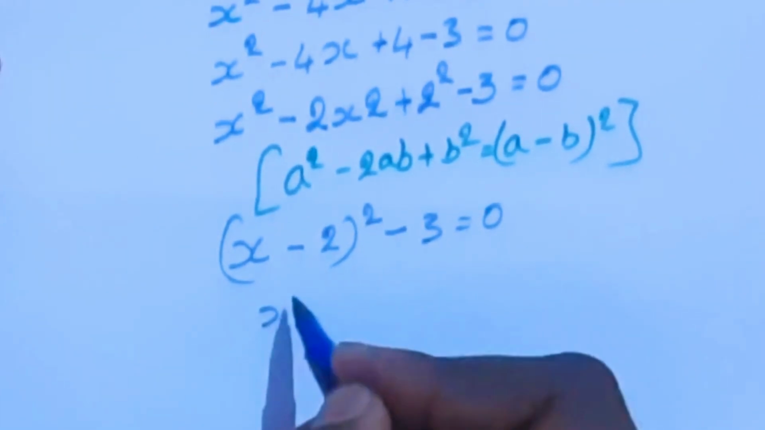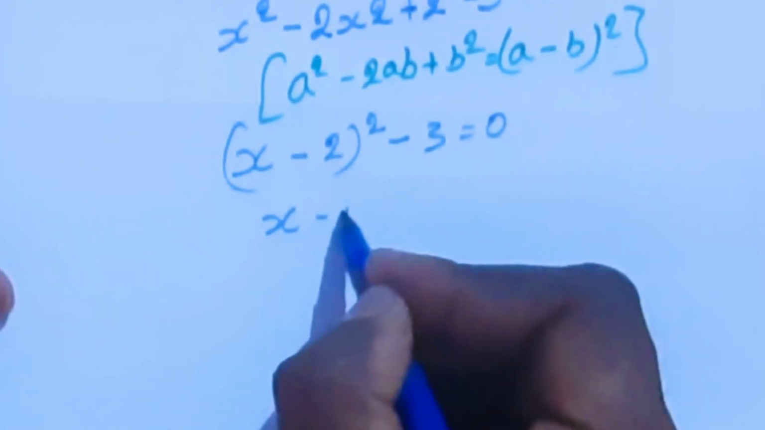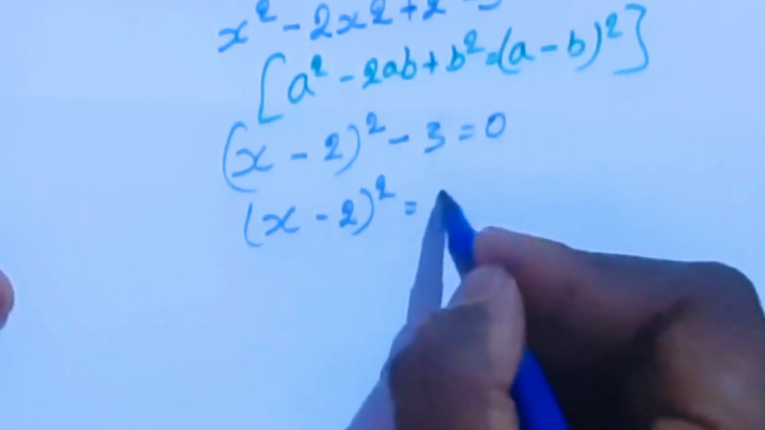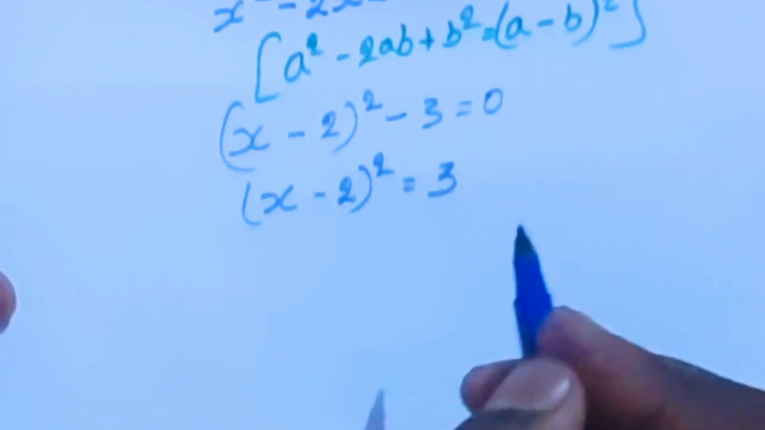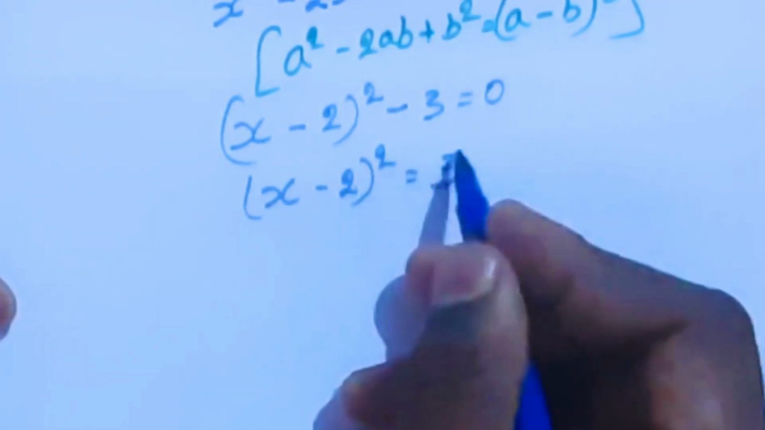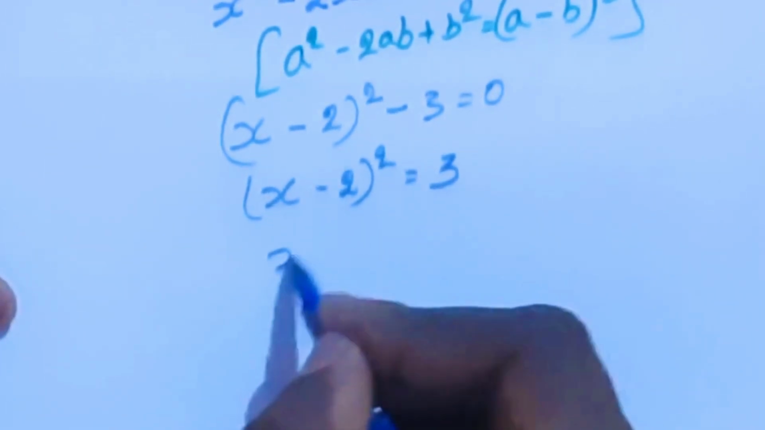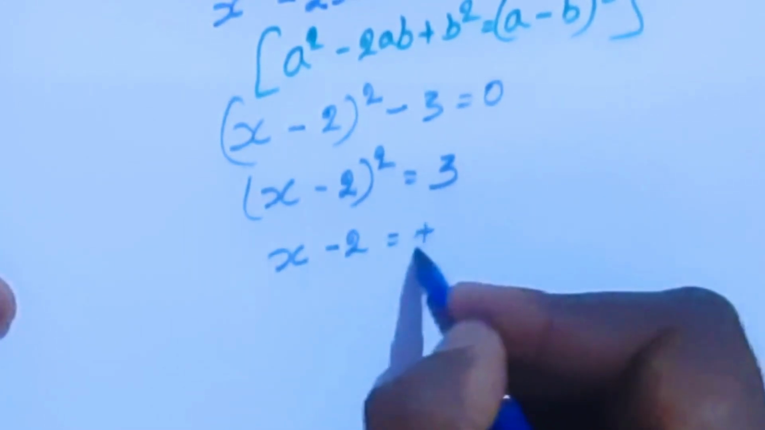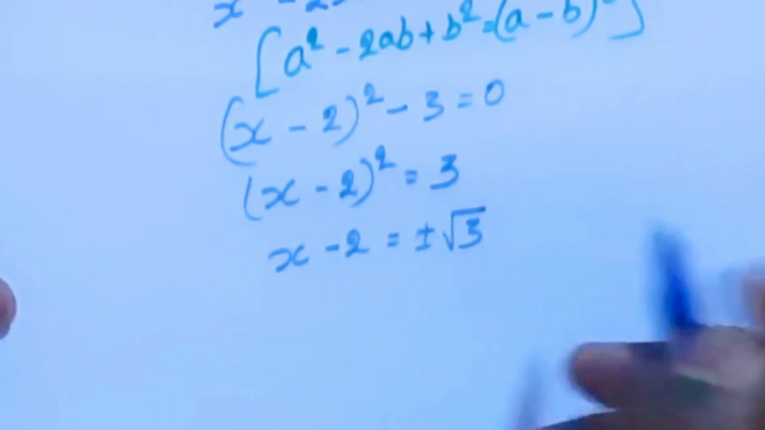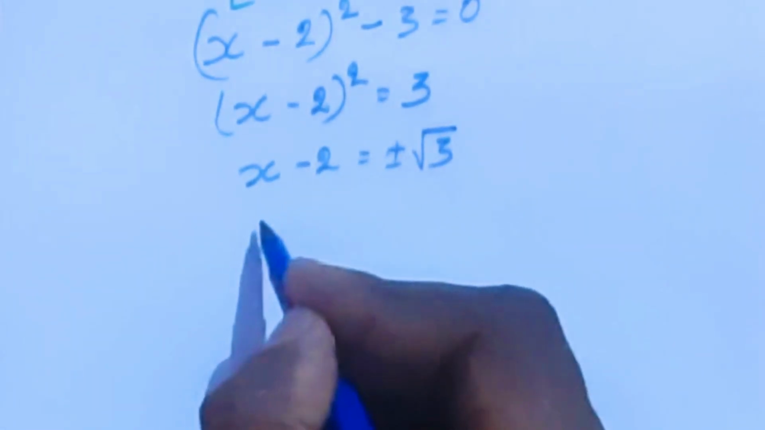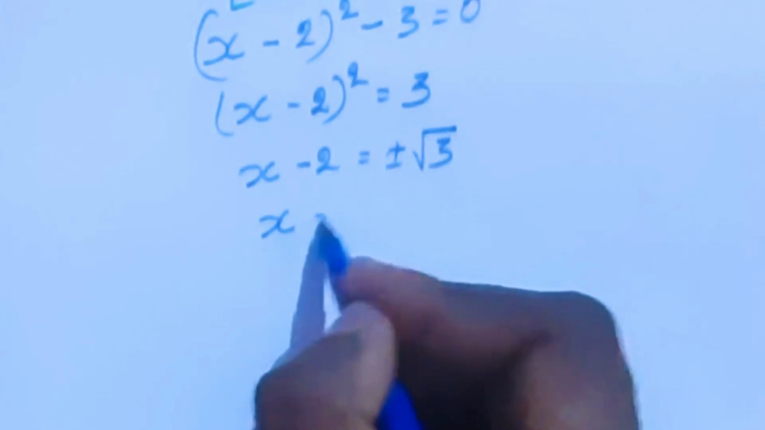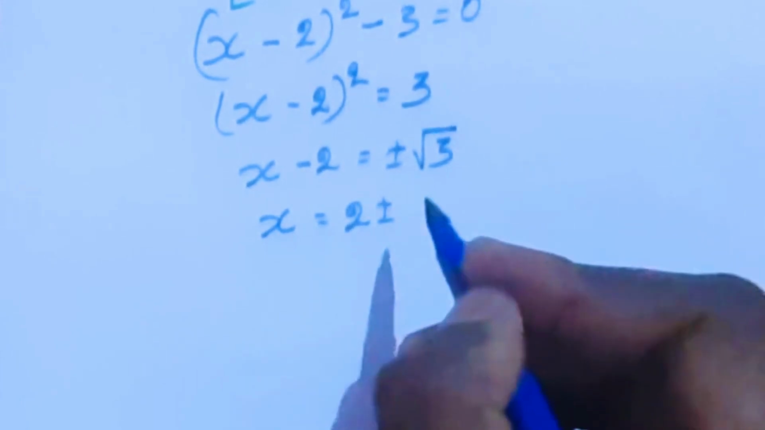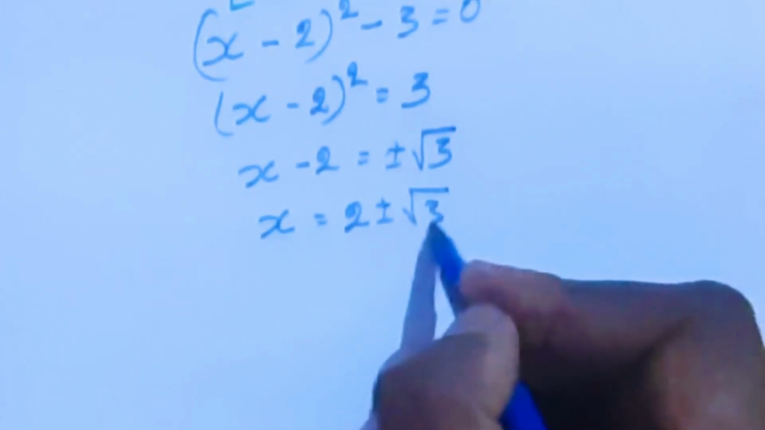Now (x - 2)^2, moving this minus 3 to the right hand side, plus 3. Now taking this square to the right hand side, so x - 2 = plus or minus square root of 3. Now x equals, moving this to the right hand side, 2 plus or minus square root of 3.